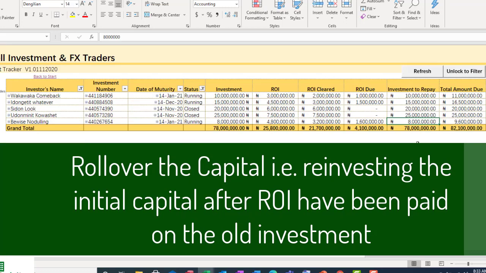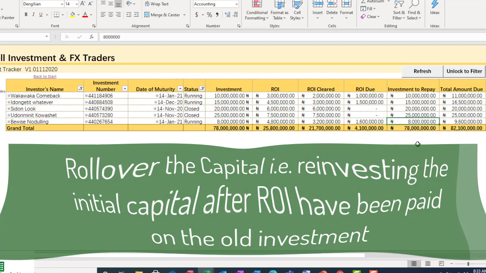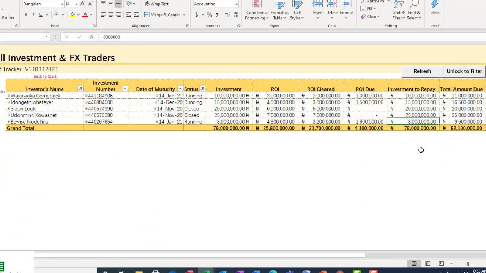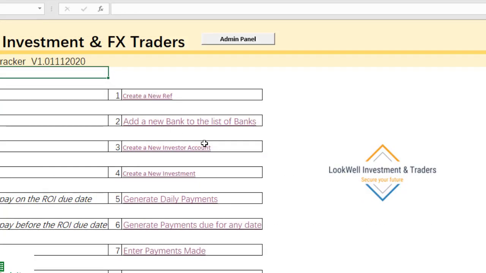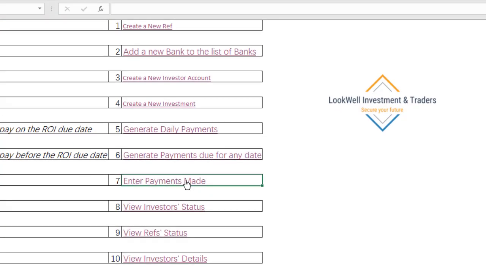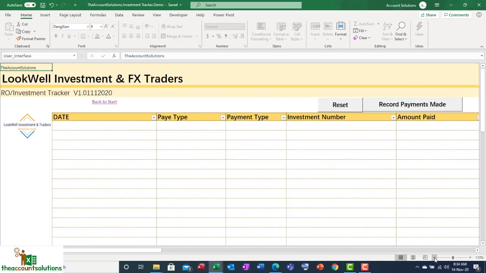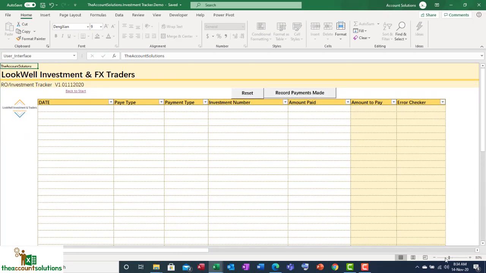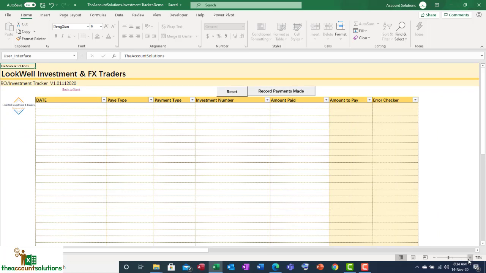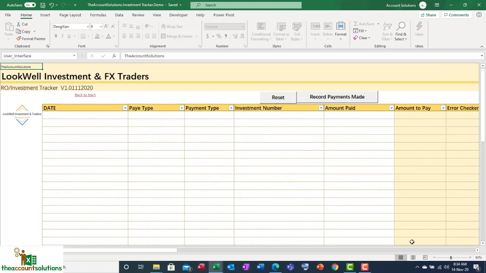Back to start. What do I need to do? First of all, before you roll over, you must close out that previous investment. You have to close out. So go back to start. You go to enter payments made. Now, this is just a way of writing off the amount that you want to roll over from the former investment to a new investment. So today is 14th of November. I'll type the date, 14th November 20.